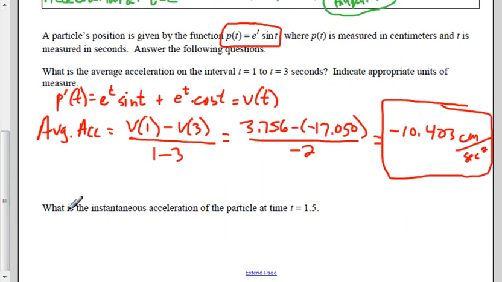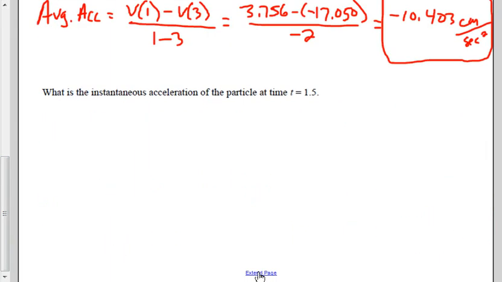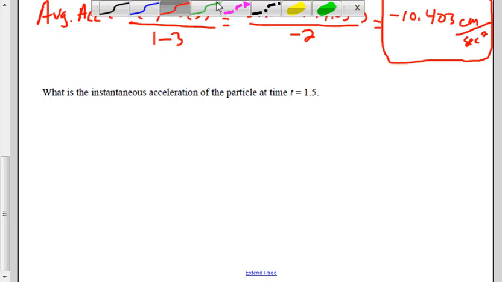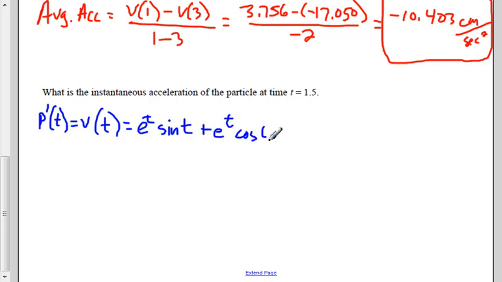All right. Now let's do the instantaneous acceleration. Again, what is instantaneous acceleration? That's the derivative of the velocity. We just said this is the velocity, so now I have to take the second derivative of that original function. So we just said the derivative of the position function is equal to the velocity function, which is e to the t sine t plus e to the t cosine t.